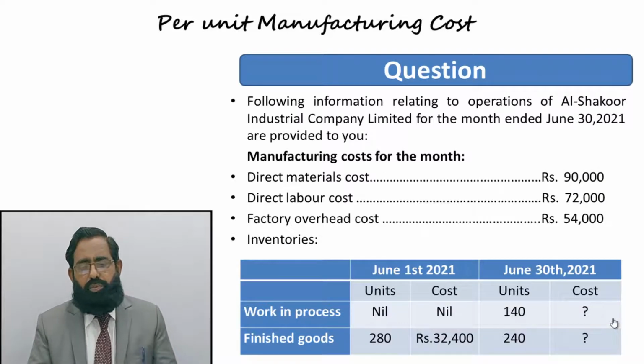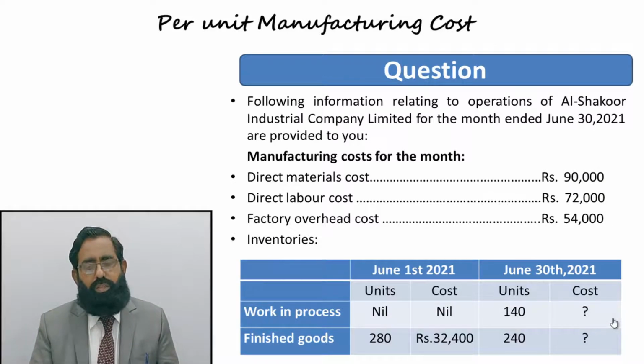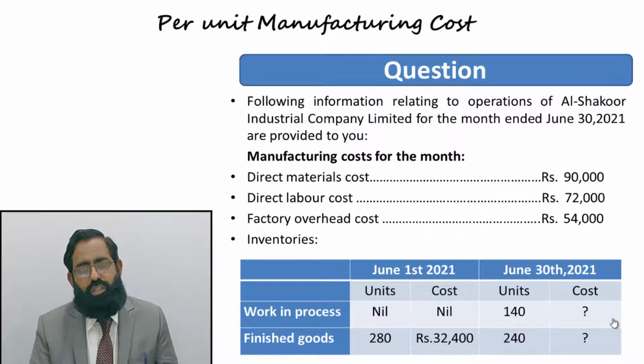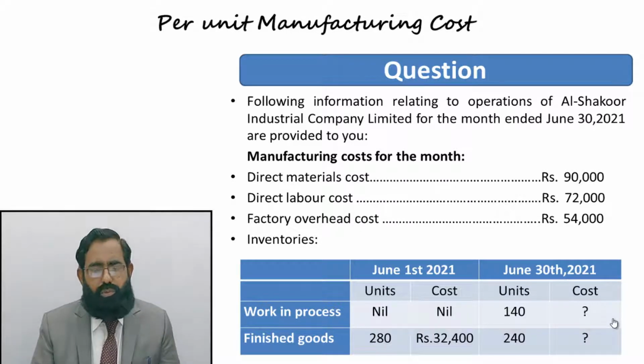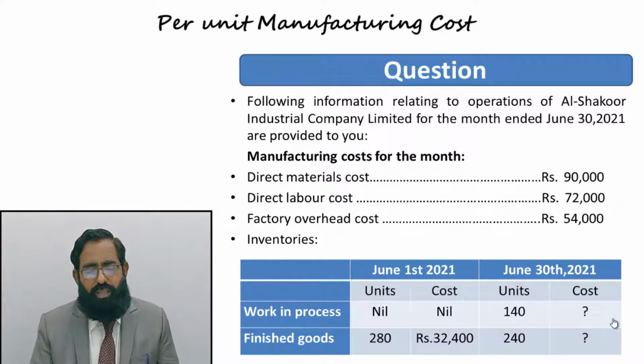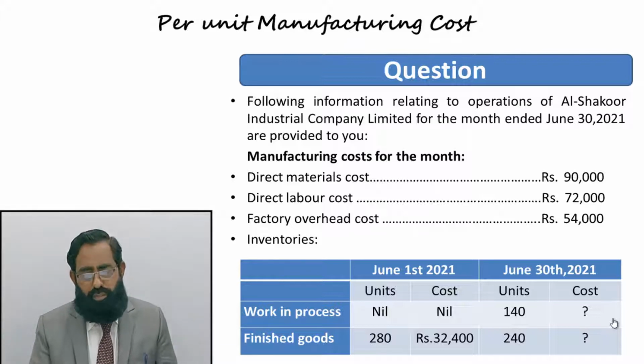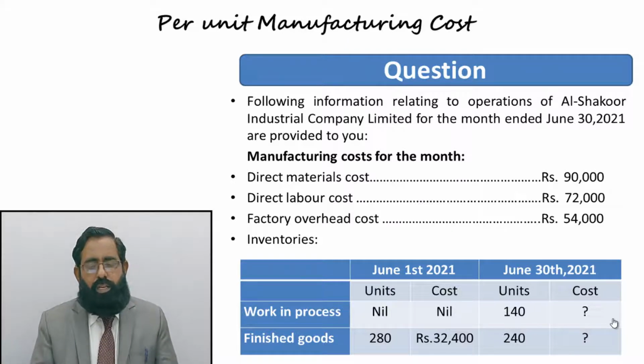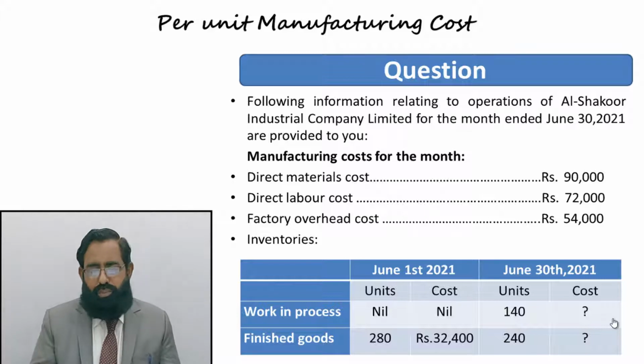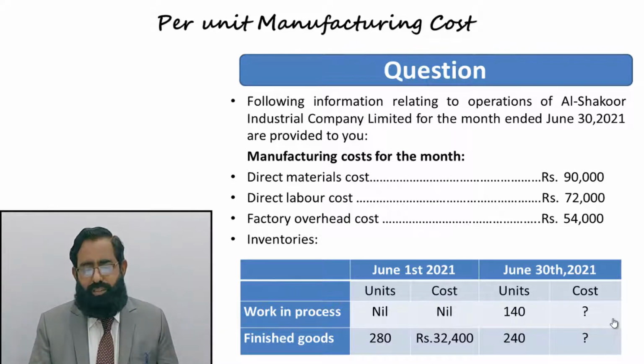Following information relating to the operations of Al Shakur Industrial Company Limited for the month ended June 30th, 2021 is provided to you. Manufacturing cost for the month: direct material cost is given 90,000, direct labor cost is given 72,000, factory overhead cost is given 54,000. Inventories: opening inventory of work in process nil, whereas closing inventory of work in process on June 30th, 2021 is 140 units. Value is not given. We will calculate by ourselves. This is the core concept which is given in this question.